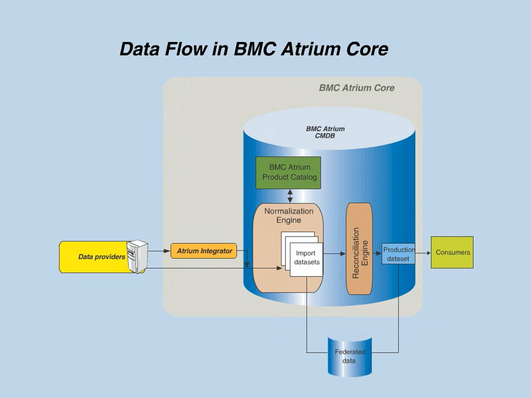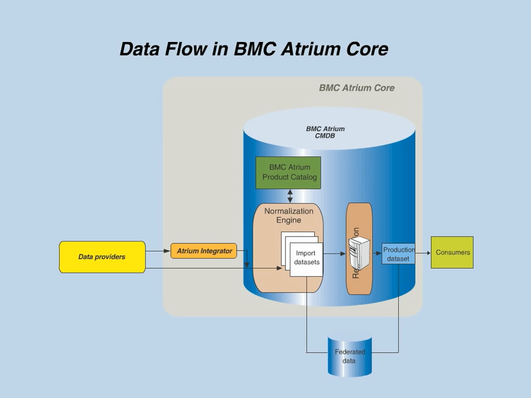The best practice for importing data from a third-party source is to use Atrium Integrator, which transfers the CI to an import dataset in BMC Atrium CMDB. After that, the normalization engine replaces the values of certain key attributes with approved values from the product catalog and enforces other policies you choose for maintaining consistent data, such as row-level permissions and relationship naming.